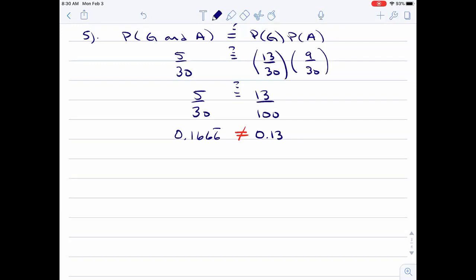Even if the value is really, really close, 0.1322, for example, that's close to 0.13, but it's not equal to 0.13. So that's what you want to keep in mind. They could be really close, but in order for them to be truly independent, they have to be equal to each other.